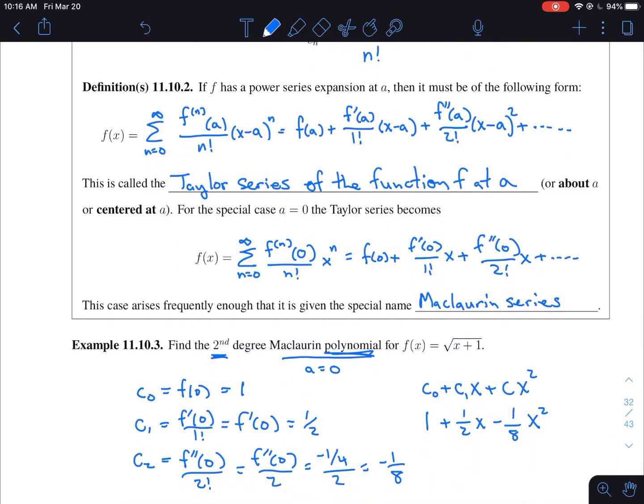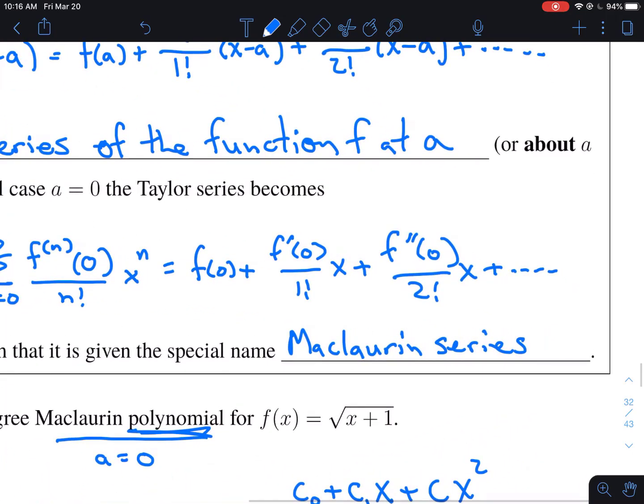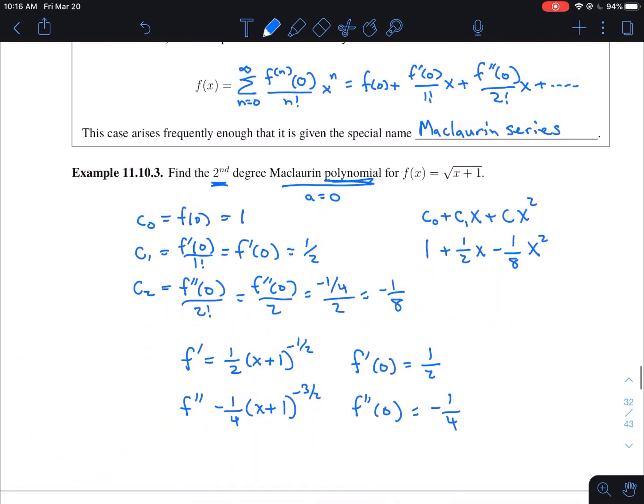Okay, this is the general formula for a Taylor series. If, however, your center is 0, this is what we call a Maclaurin series. So a Maclaurin series is just a Taylor series, but you're centered around 0. So that's just a little bit of vocab that you have to have memorized. Other than that, not so bad. And then we go about actually utilizing this stuff, right? We actually find the second degree Maclaurin polynomial for a few things.